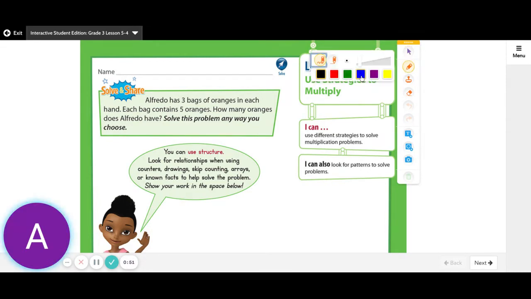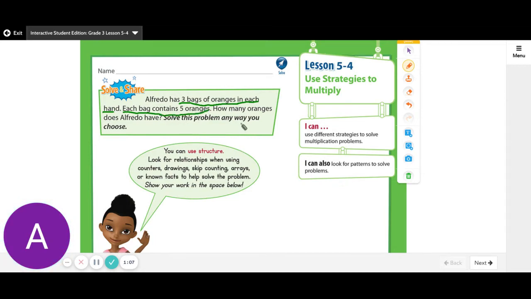So I'm going to go back to my problem, and I want you to do this too. We're going to underline the important numbers. We know he has 3 bags of oranges in each hand. And then in each bag, there are 5 oranges. So I'm going to draw a picture to help me solve this, and you can draw along with me.